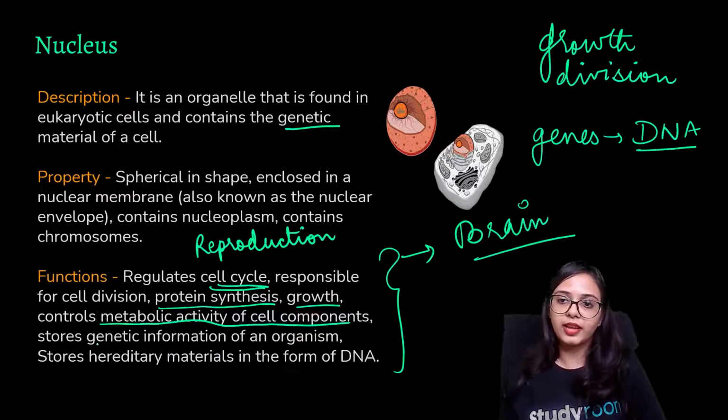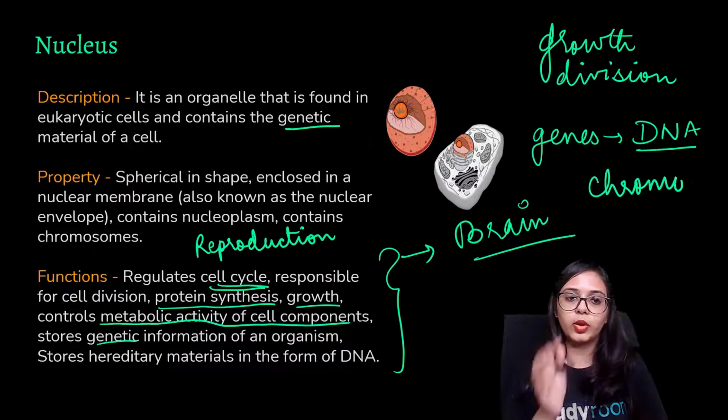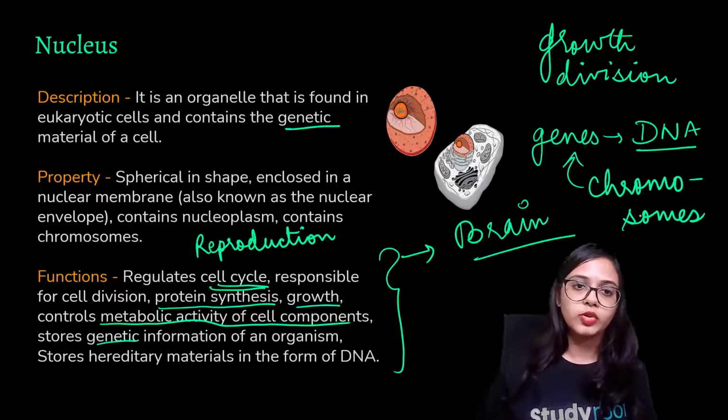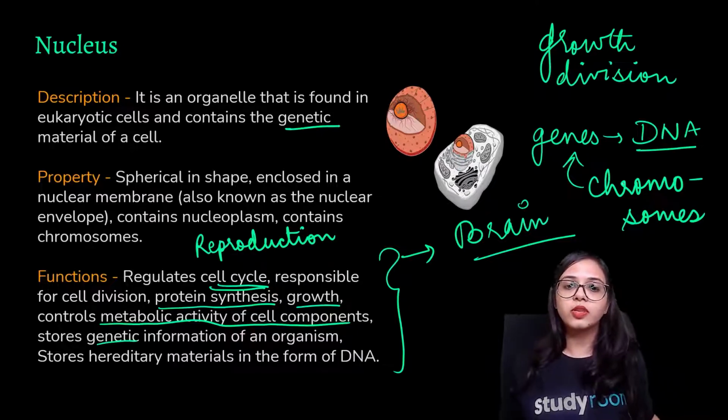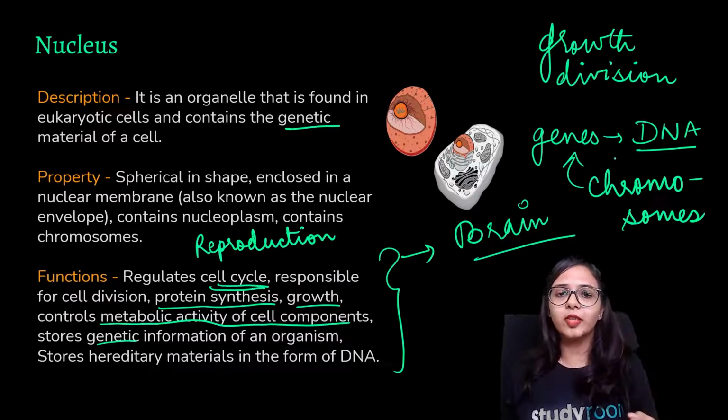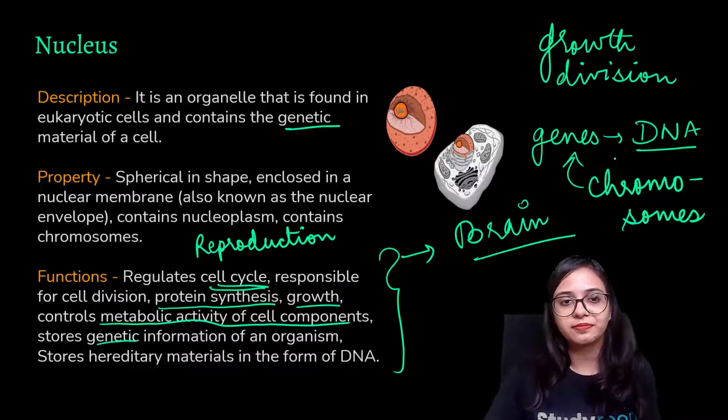It stores genetic information of an organism in the form of chromosomes. Okay, this I had explained to you in pretty much detail in one of the earlier slides. So it stores hereditary material in the form of DNA, which is present in genes, and genes in turn are present in the chromosomes. That is why I had told you to visualize the nucleus like the brain, so you are instantly reminded that this nucleus is sort of like the head figure of the cell, and it's going to perform some very important functions.